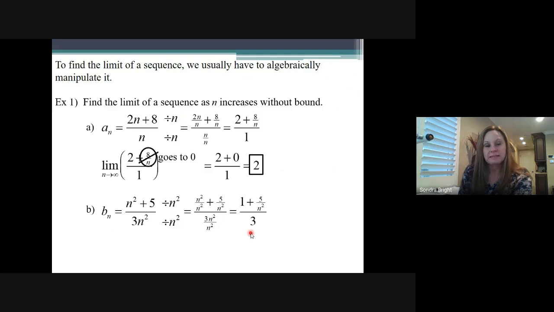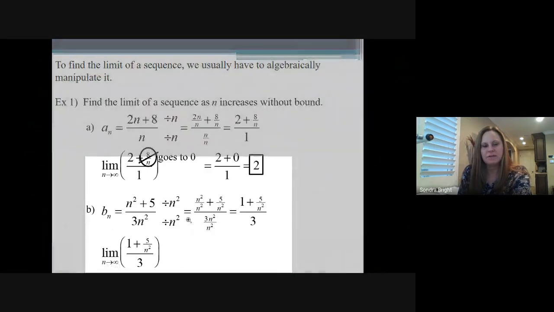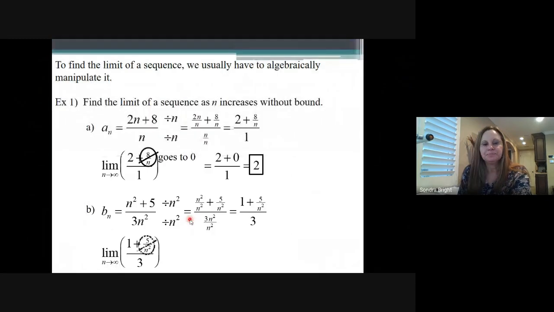And now when we take the limit as n goes to infinity of this guy, 5 over n squared, we know 1 over n goes to 0. Well, 1 over n squared goes even faster to 0. And 5 times that is still 0. So you're left with 1 plus 0 over 3, which ends up as 1/3. There we go. Easy peasy lemon squeezy, right? I know it's not. It's this notation that's so scary.